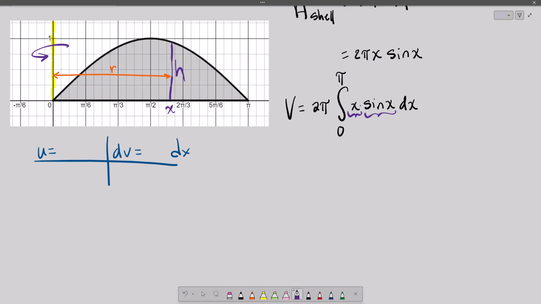Oh, both of those actually can work. So we can put the power of x there. We can put the biggest piece that's easily integrable there. So that's a 2 for 2 there. So let's see if it works. So du will be dx, and v will be negative cosine x.